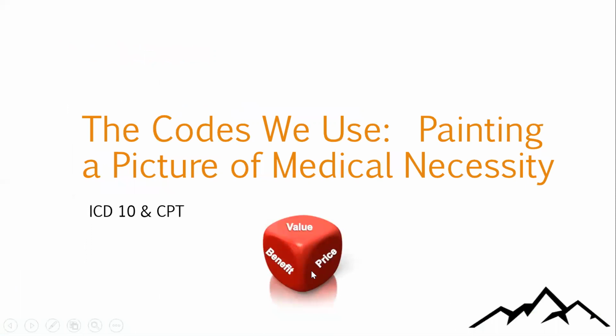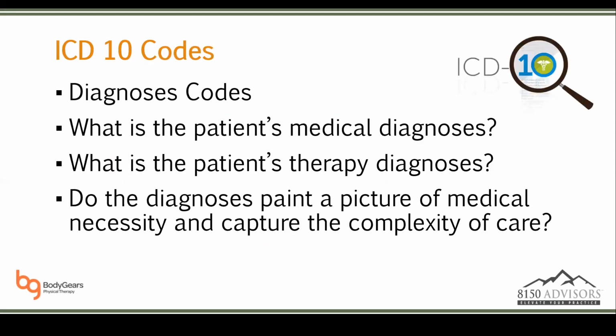We're going to start off and talk a little bit about ICD-10 codes, and then we will move into CPT coding and spend the bulk of our time there. The ICD-10 codes are the diagnosis codes that you use to justify treating your patient. You have two types of diagnosis that you use, the patient's medical diagnosis and the patient's therapy diagnosis. And the question you need to ask yourself is, does the diagnosis paint a picture of medical necessity and capture the complexity of care?